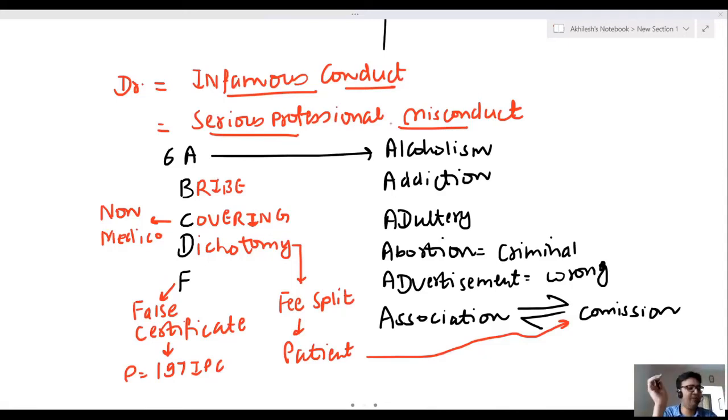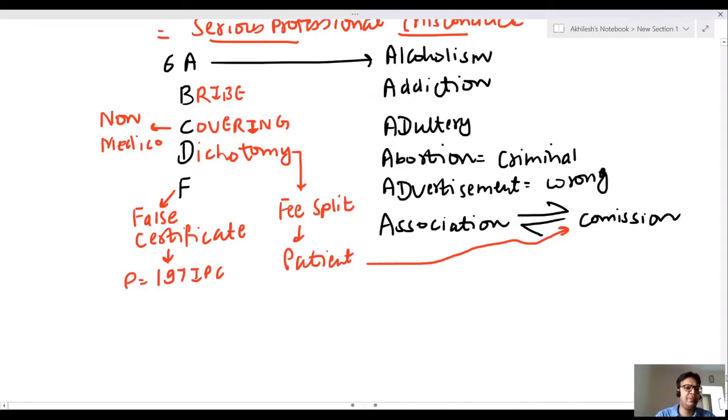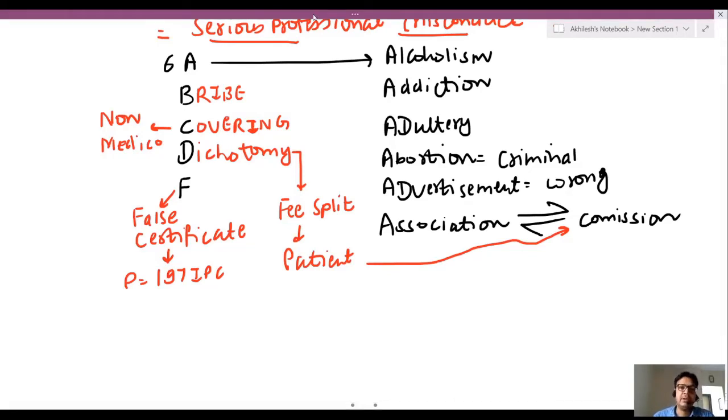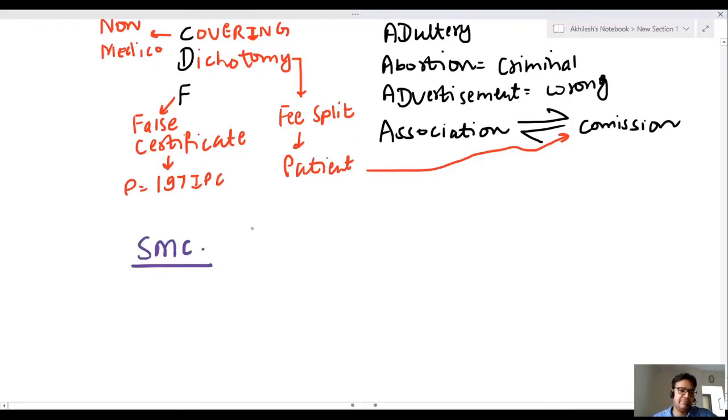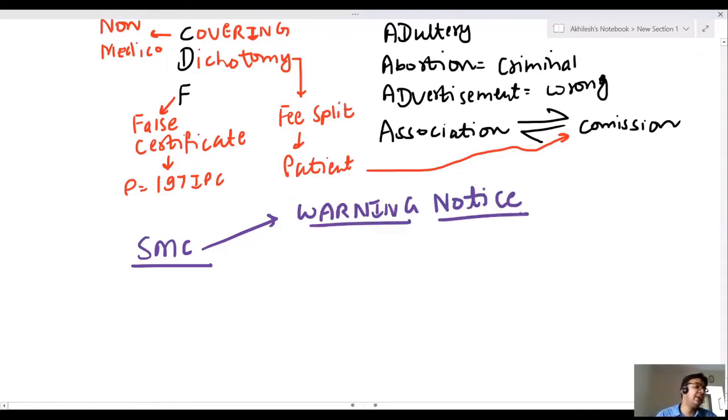Doctor, sir, these all are infamous conduct or serious professional misconduct: alcoholism, adultery, addiction, abortion, advertisement, association, bribe, covering a non-medico, dichotomy meaning you are distributing commission to the patient or diagnostic company, splitting the fee of the patient, and making a false document is 197 IPC. You are taking and giving commission. Doctor, in these cases, the State Medical Council, if it is not severe, will give you a warning notice. Or sir, if it is very severe, the State Medical Council can erase your name.